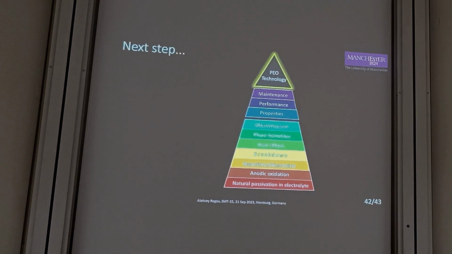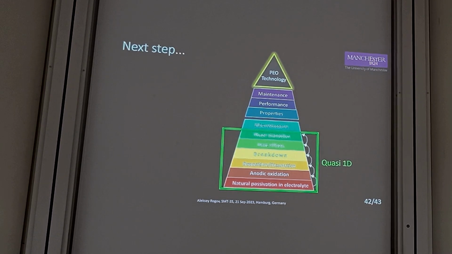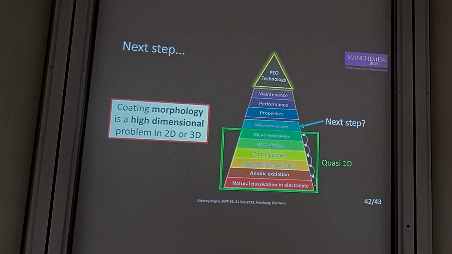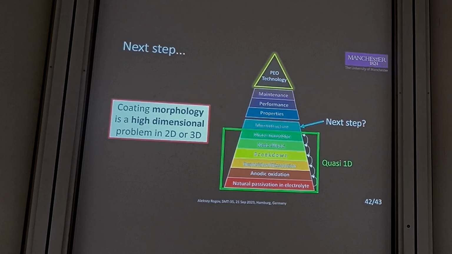So now we are getting back to the original pyramid. What we have done within this talk is go through the first six steps under a quasi one-dimensional approach, because we didn't consider any spatially related features. The next step is the microstructure, which requires solving the problem in 2D or even 3D formulation. However, this is a different story.